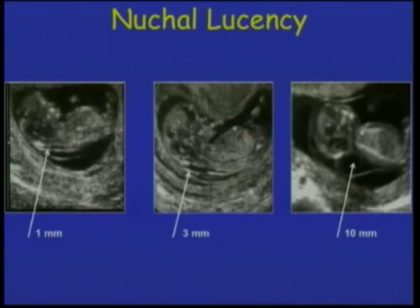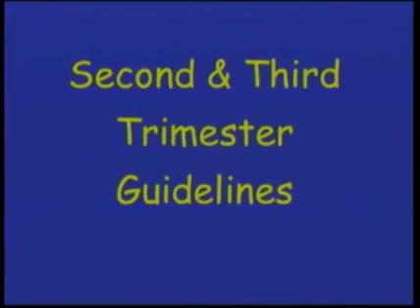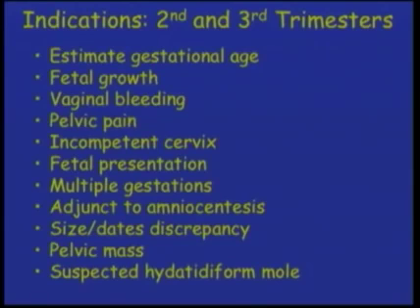On the left-hand image, we have a normal nuchal measurement of 1 millimeter. In the middle image, it's 3, which would be borderline to abnormal, and we would need to correlate it with our blood test to be able to give a specific risk. And then on the right, you see the 10 millimeters, which is clearly abnormal and would be very worrisome for a karyotype abnormality. Now I'd like to go on to the second and third trimester guidelines.